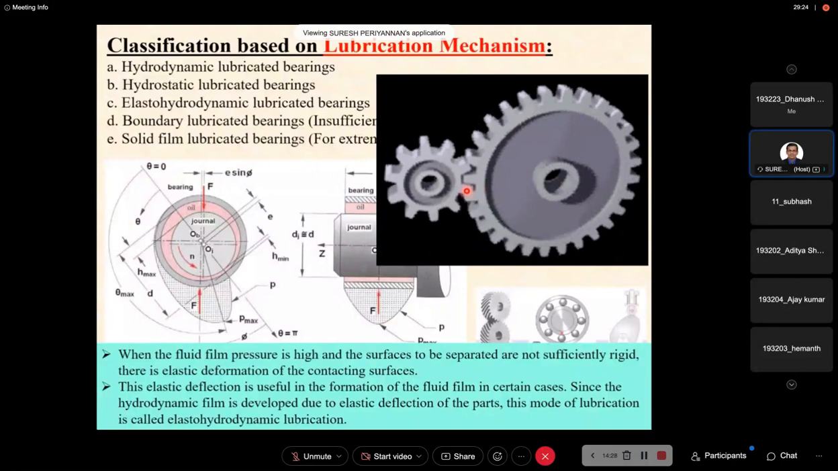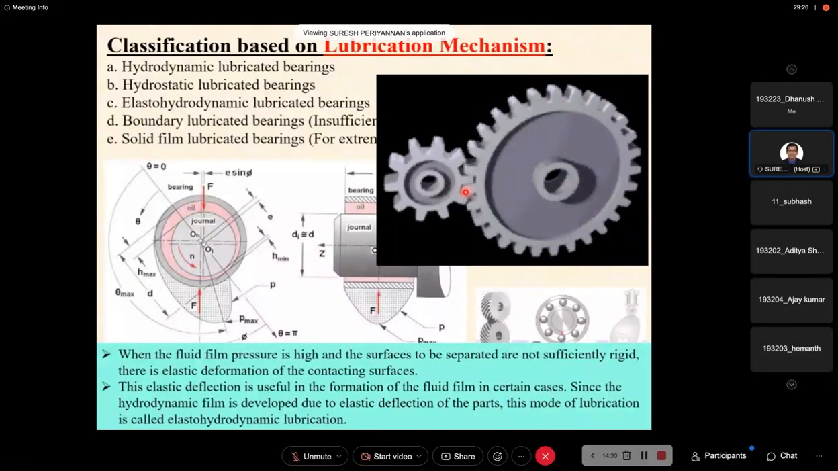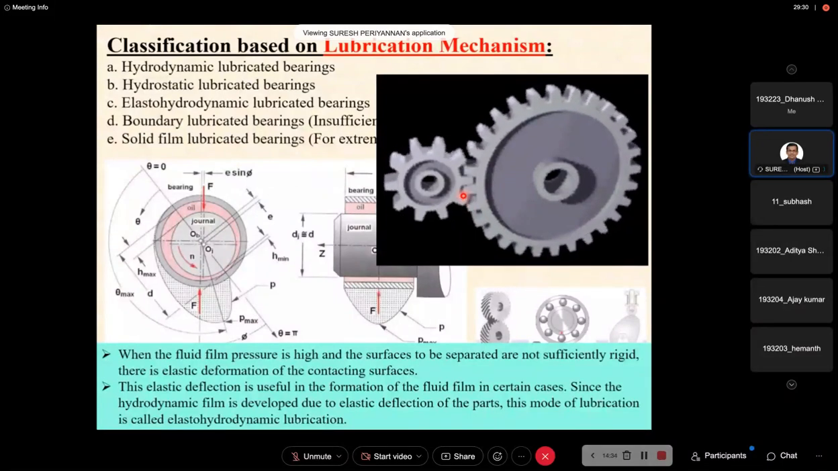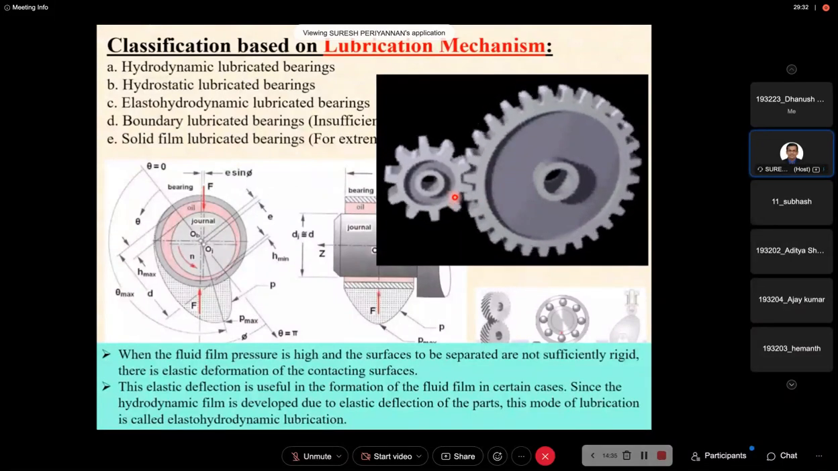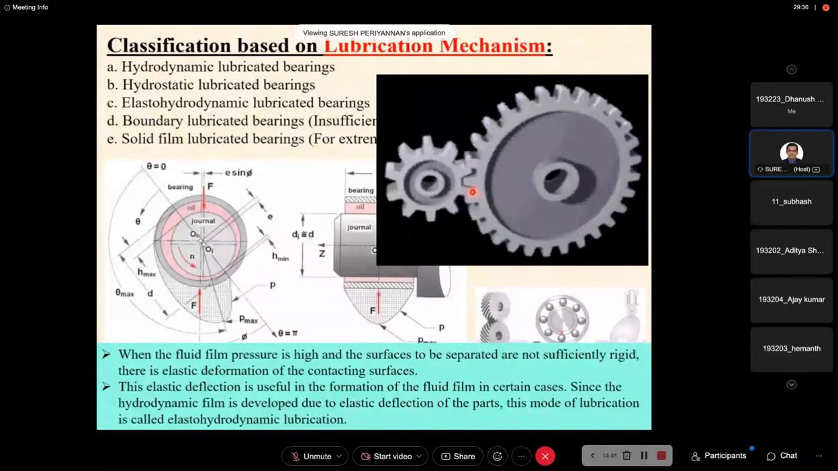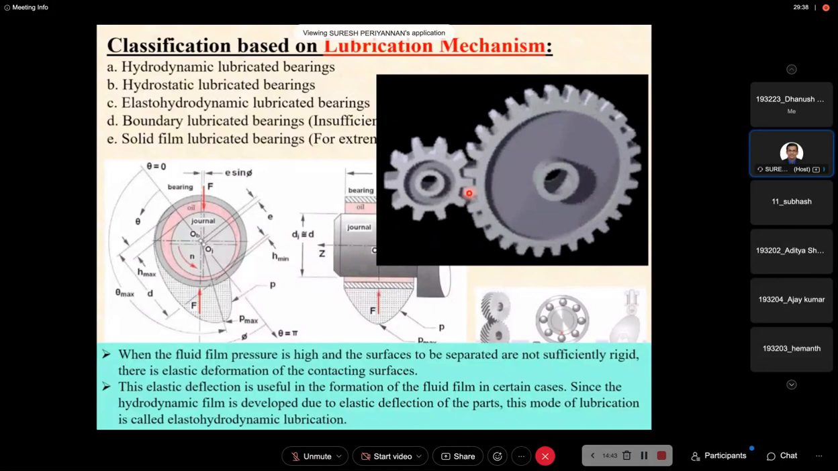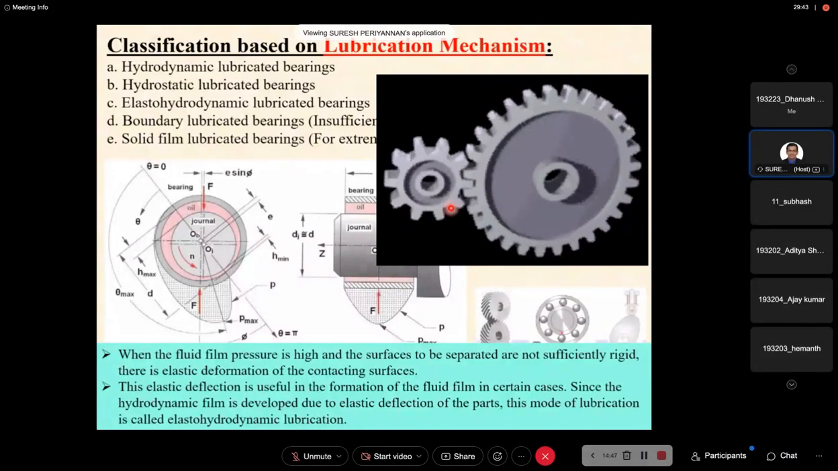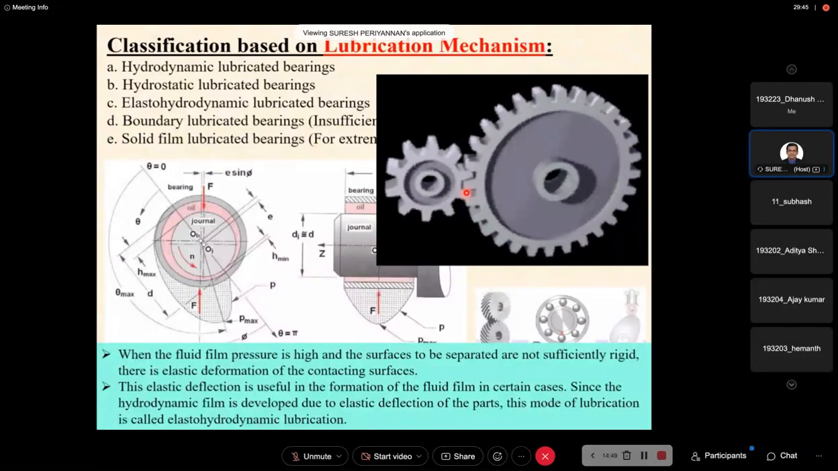When elastic deformation is happening in this region, what will happen? The thin fluid occupies this region and makes the fluid film, the lubrication film. This lubrication film may help free rotation of the component, but simultaneously it is deforming.